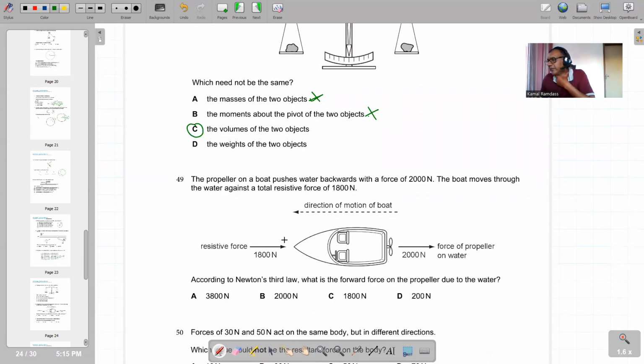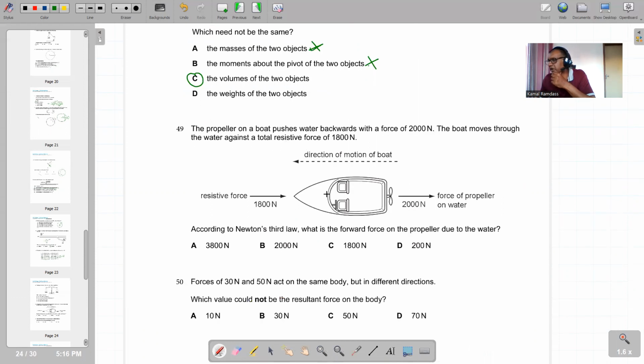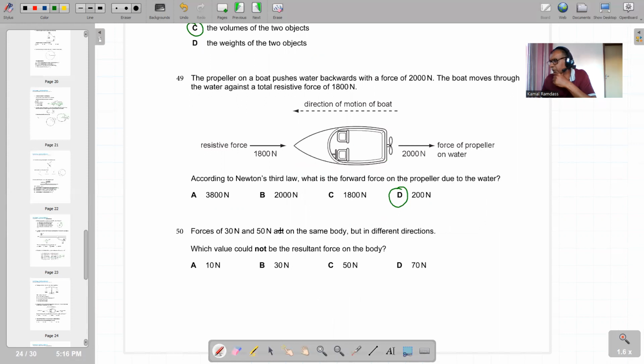The propeller on a boat pushes water backwards with a force of 2,000 Newton. The boat moves through the water against a total resistive force of 800 Newton. According to Newton's third law, what is the forward force on the propeller due to the water? Il y a une question deux fois. Une fois la réponse c'est A, ici la réponse c'est D. Forward force on the propeller due to the water. Non, non, non.